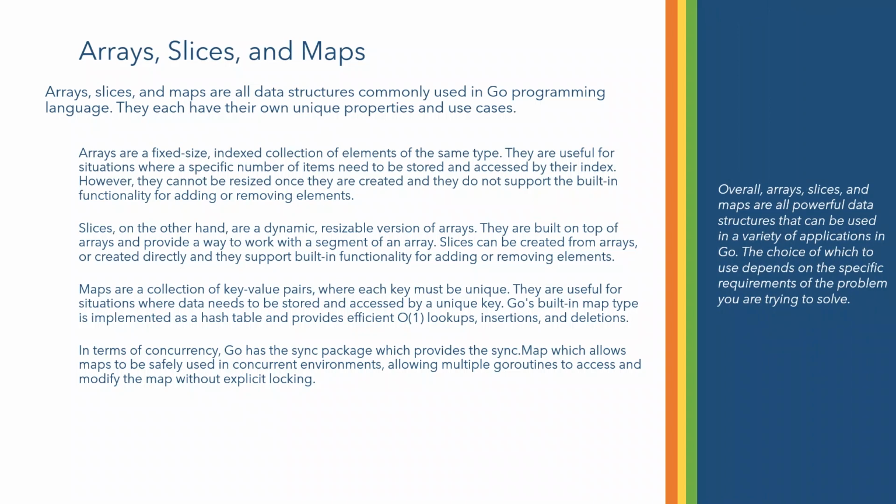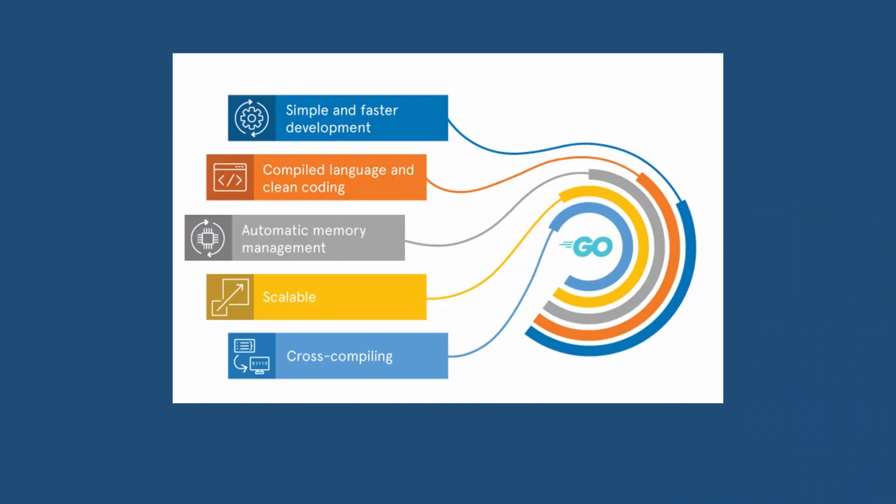Overall, arrays, slices, and maps are all powerful data structures that can be used in a variety of applications in Go. The choice of which to use depends on the specific requirements of the problem you are trying to solve.